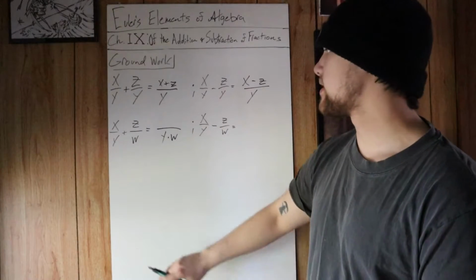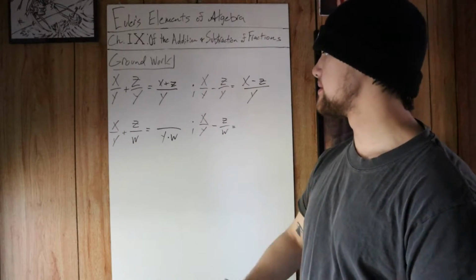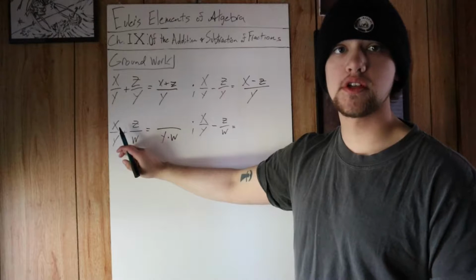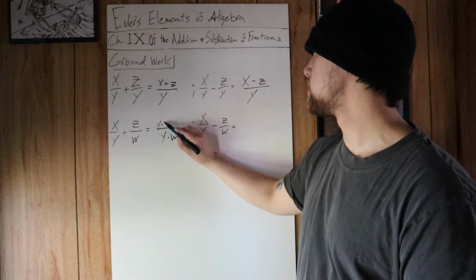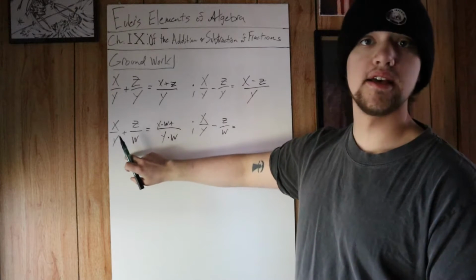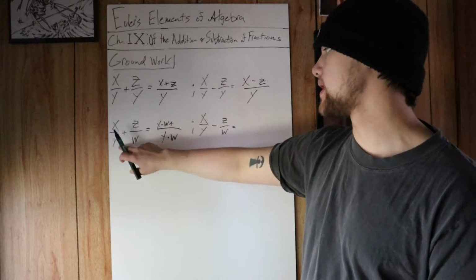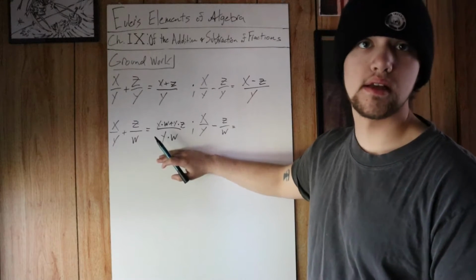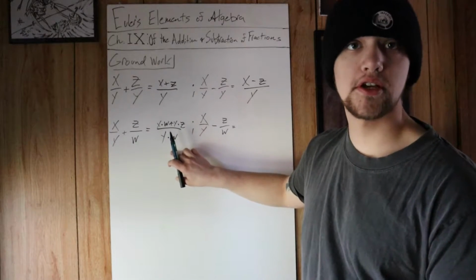But now we have to figure out how to express x and z in the numerator of this now common denominator. And the rule for that is you take the numerator of the first and multiply it by the denominator of the second, so x times w. And then the operator maintains, plus, and then it's the denominator of the first multiplied by the numerator of the second, so y times z. And that is the expression of x over y plus z over w combined into a single fraction.